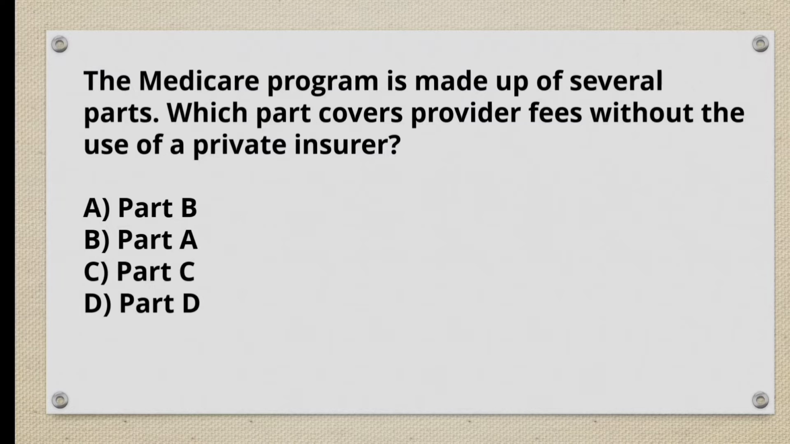The Medicare program is made up of several parts. Which part covers provider fees without the use of a private insurer? Option A Part B, option B Part A, option C Part C and option D Part D. The right answer is option A Part B. Remember that Medicare Part B covers provider fees without the use of private insurer. Let us move on to the next question.